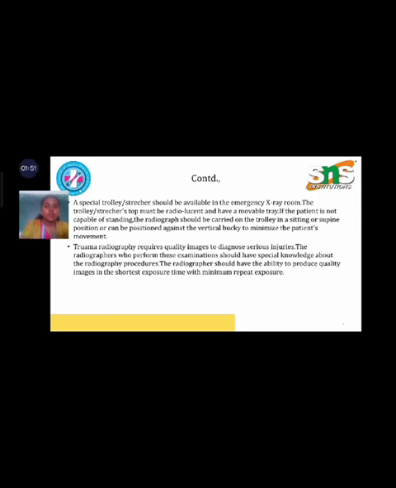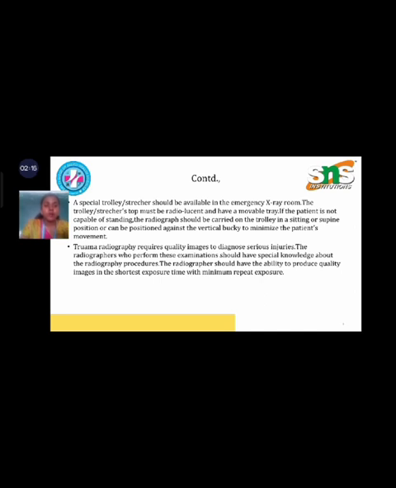A special trolley or stretcher should be available in the emergency X-ray room. The trolley or stretcher's top must be radiolucent, with a movable tray. If the patient is not capable of standing, the radiograph should be taken on a trolley in a sitting or supine position, or the patient can be positioned against the vertical bucky to minimize the patient's movement.